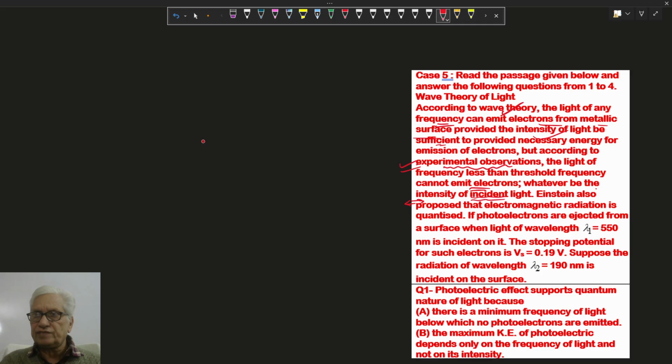No photoelectric effect. Say, in the experiment, if a wavelength of 550 nanometer is incident on it, then electrons are emitted. This can be treated as the threshold wavelength. And for the stopping voltage, suppose the radiation coming here is 190 nanometer, incident on the photon, then we have to find out the stopping voltage.